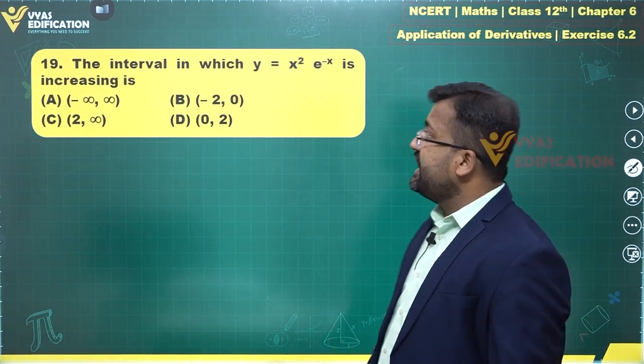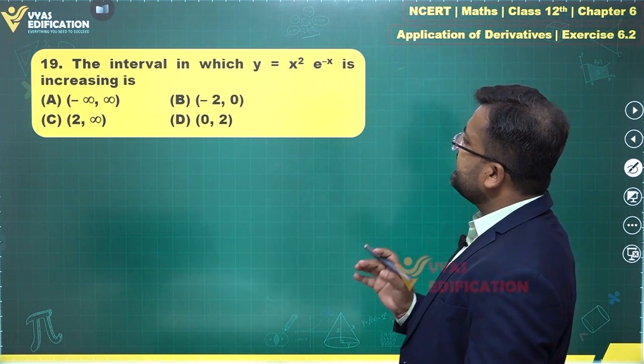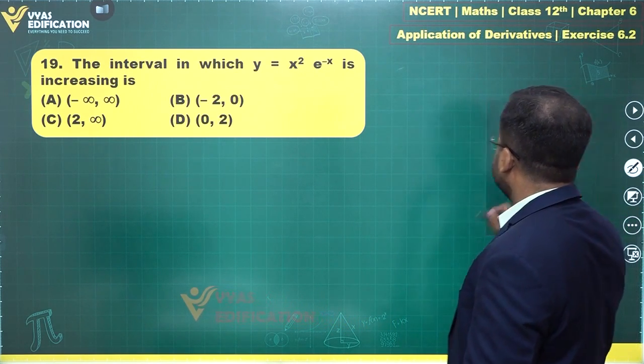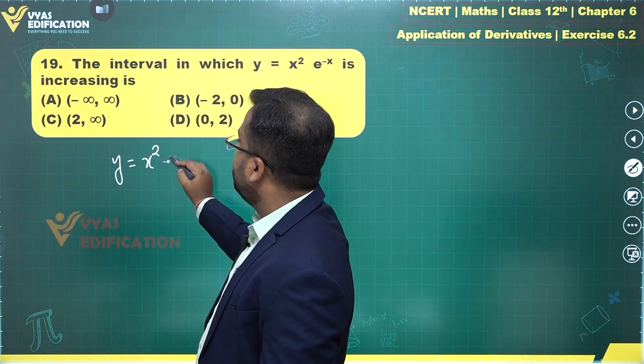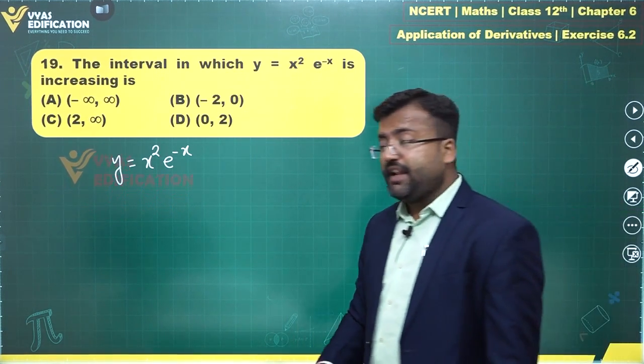The 19th question says: the interval in which y = x² e^(−x) is increasing. We are supposed to find the interval in which this particular function is increasing. Let's talk about this. This is y = x² e^(−x). That's pretty interesting. We'll have to apply the product rule.